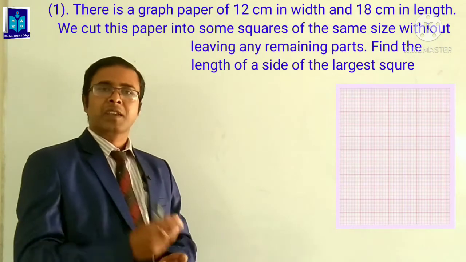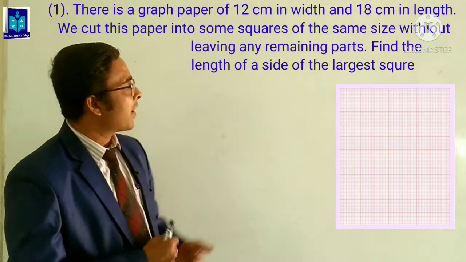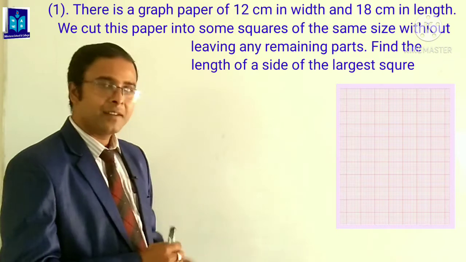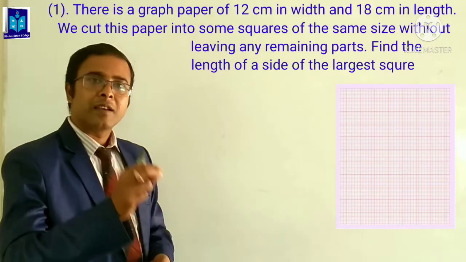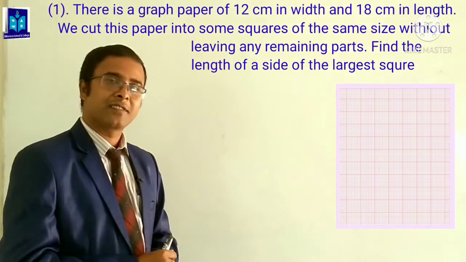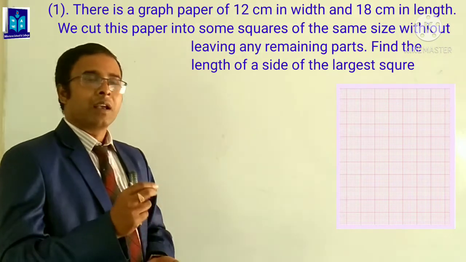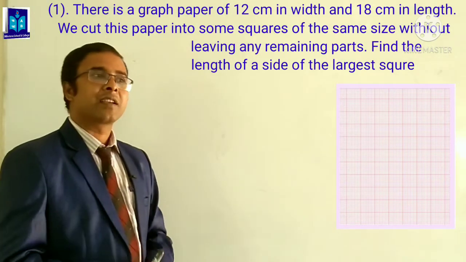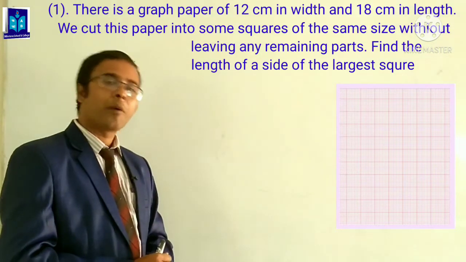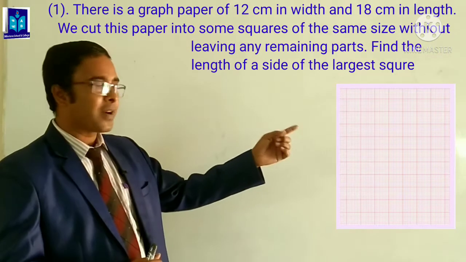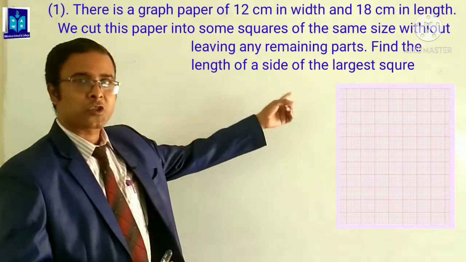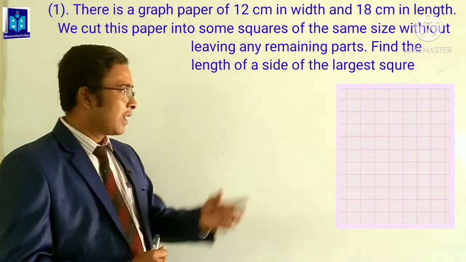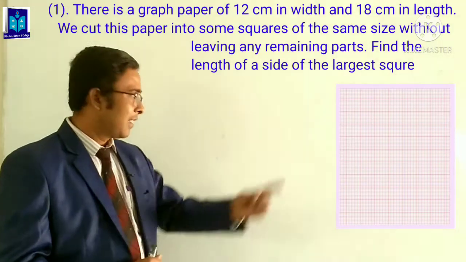Dear students, there is a given graph paper. Please follow this graph paper properly. Inside the graph paper, if you observe, there are so many squares given. So dear students, if we cut this graph paper and want to make some squares, obviously the size of the graph paper will be bigger than the square. That means the size of the square will be smaller than the graph paper.